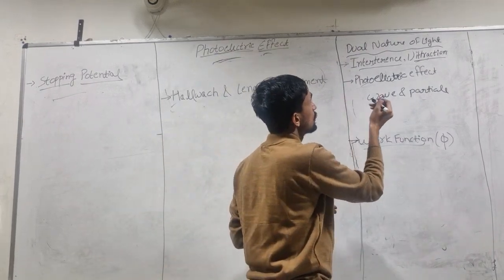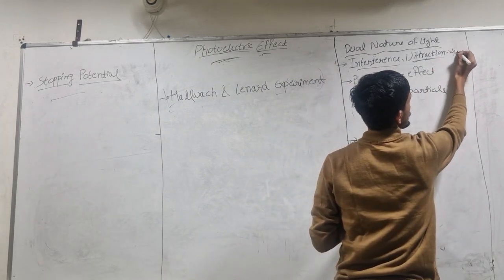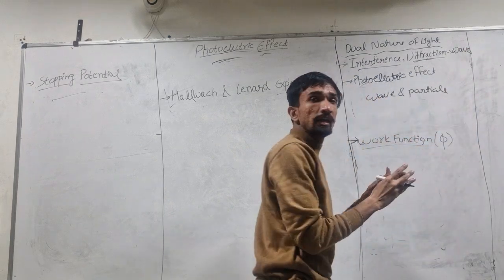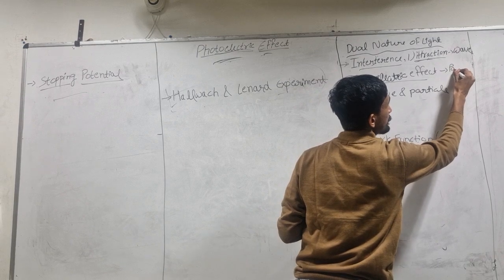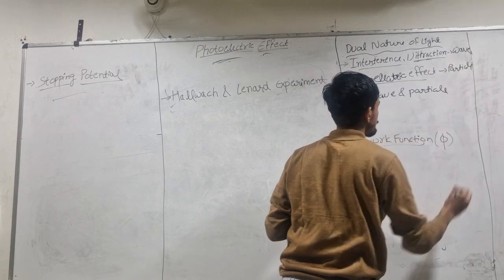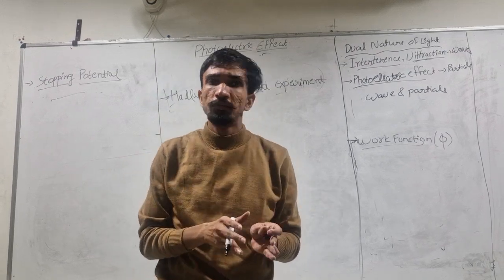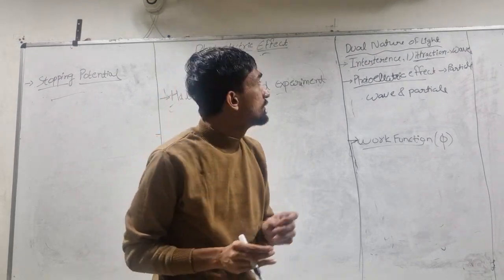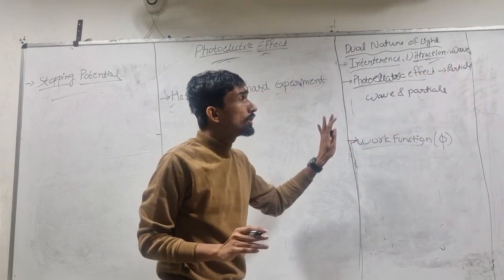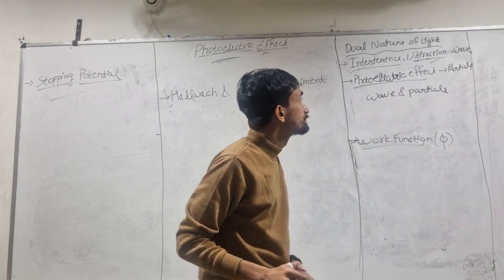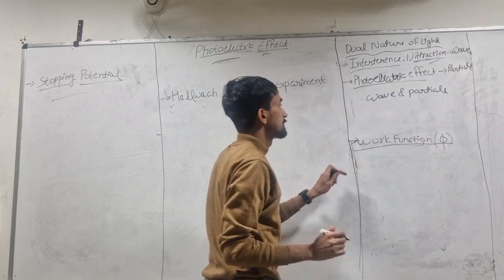So we all know that in interference and diffraction, light shows its wave nature. But on the other hand, in photoelectric effect, it shows its particle nature. So dual nature of light is that light behaves both as wave and particle. In interference and diffraction it behaves like a wave, and in photoelectric effect it behaves like a particle. So now we can go for our next topic.